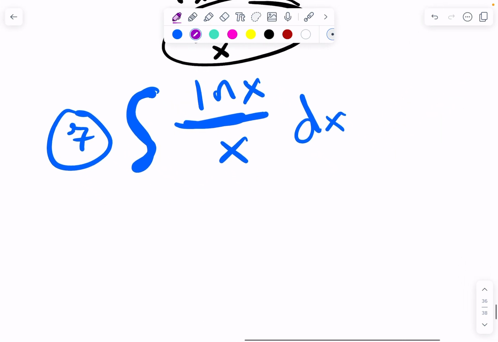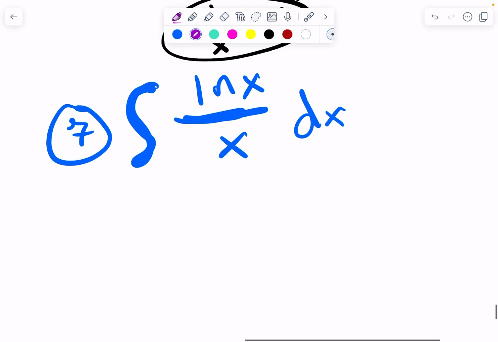Number 7. Ooh, this one I put in here because it's kind of tricky. It looks like there are 2 parts going on, but what do I set as my u? So we kind of have to play around for a little bit. Okay, here's the trick. Pause it if you want to try to figure this out on your own, if you haven't already. Okay, but here's the trick.